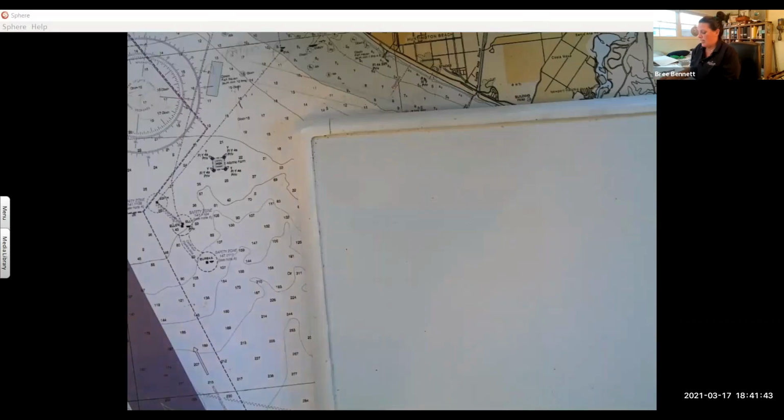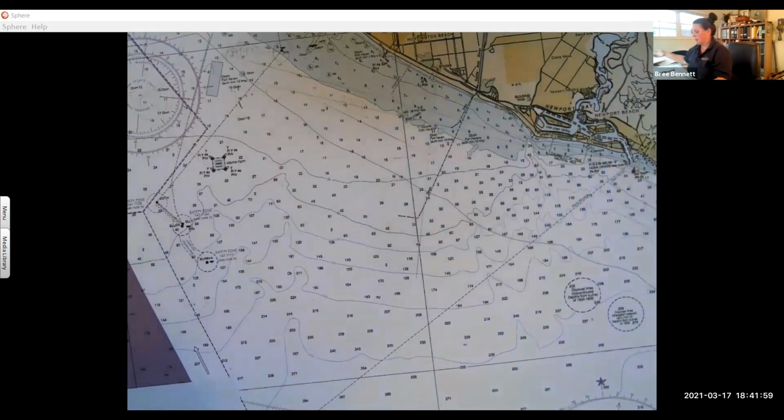So when we look at a zoomed out or an ocean chart, that number is going to be much greater, right? Okay, let's keep going. You guys got that one.